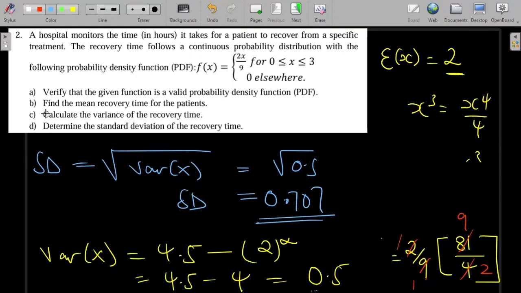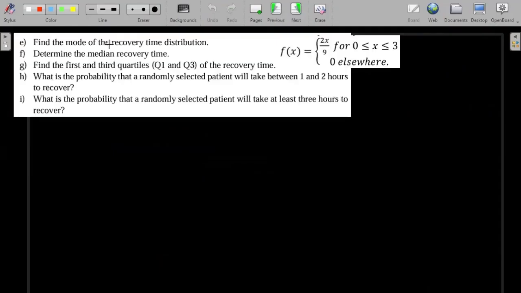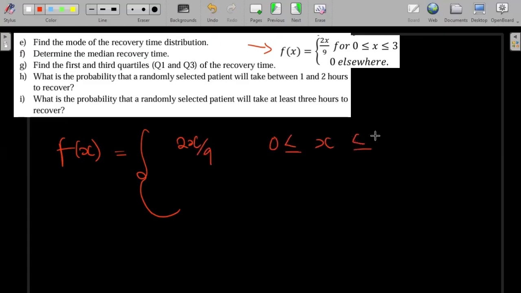So we are done with questions A, B, C, and D here. Let's look at question E. It's still the same function, but now we have more questions to solve. Question E: find the mode of the recovery time distribution. Our PDF is 2x over 9 for 0 all the way up to 3, and then it is 0 elsewhere.